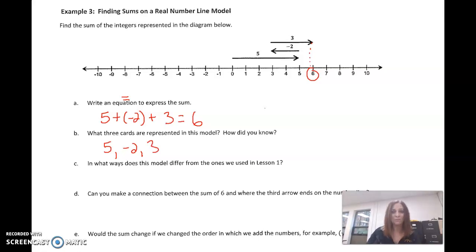And how do you know? Well, that's the length of the vectors. So I'm just going to say the vectors. Remember, vectors are just those arrows. Okay, vectors tell us the absolute value. They tell us how far we're going, and they also give us the direction that we're going in, either right or left.